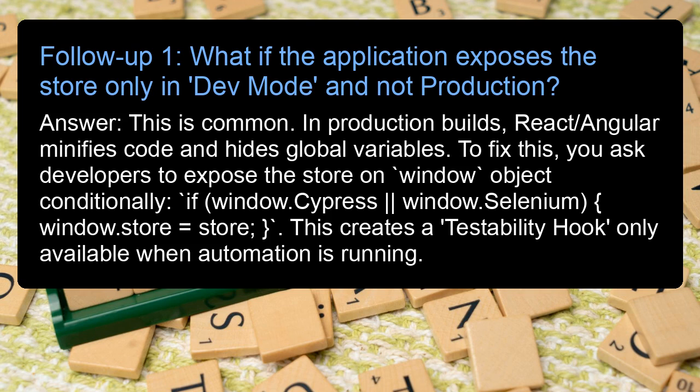Follow-up 1. What if the application exposes the store only in dev mode and not production? Answer: this is common. In production builds, React or Angular minifies code and hides global variables. To fix this, you ask developers to expose the store on the window object conditionally. If window.Cypress or window.Selenium, window.store = store. This creates a testability hook only available when automation is running.